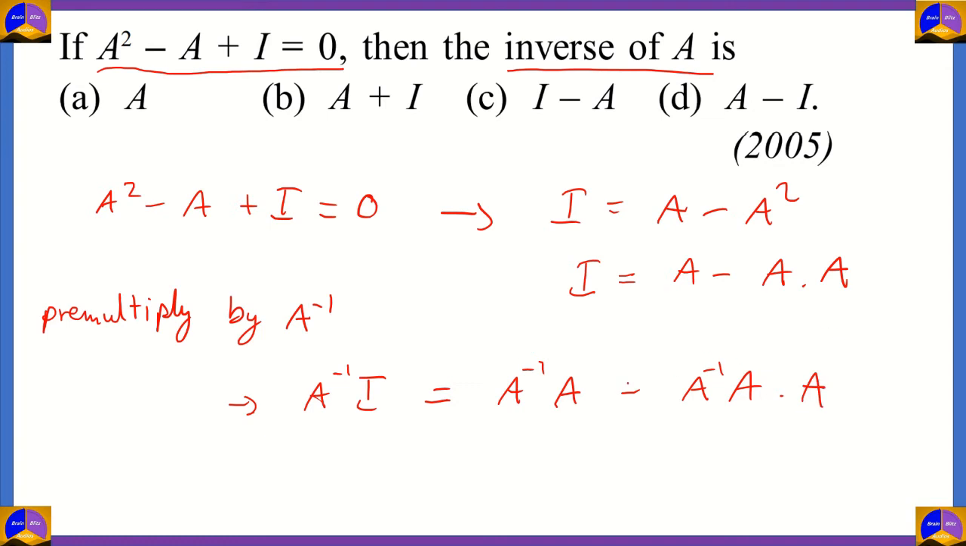So A inverse A will give you the identity matrix, and any matrix times the identity matrix will be equal to the same matrix. So A inverse times I equals A inverse, A inverse times A equals I, minus A inverse times A equals I, and then I times A is equal to A. So therefore, the right answer for the inverse of A is option C, I minus A. So the value of A inverse in this question is the same as the value of the identity matrix minus the matrix A.